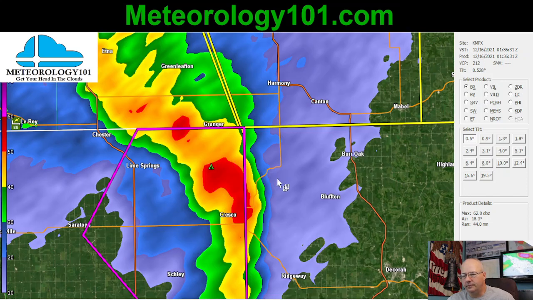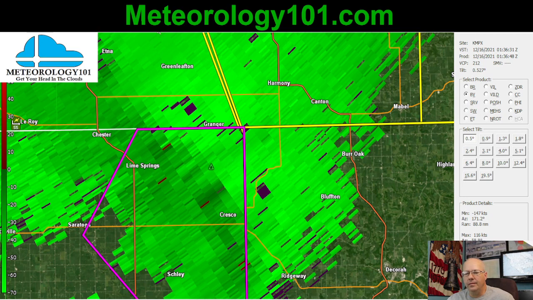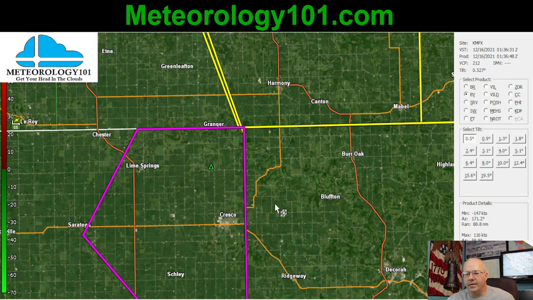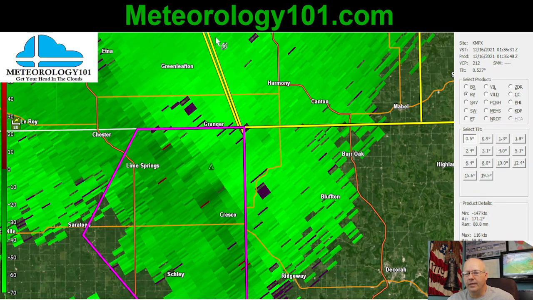So if you got any gate to gate shear, let me go turn that smoothing off. Turn my radar off. Hold on a second.